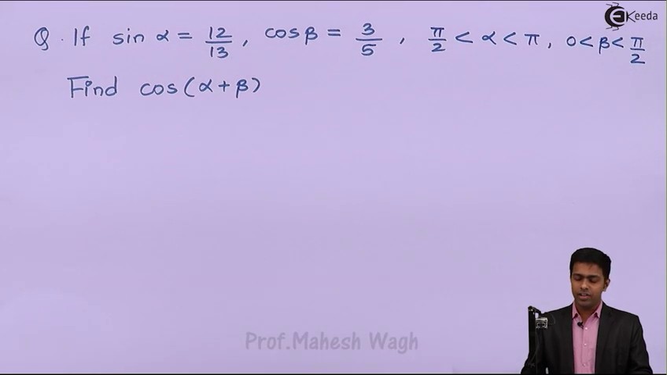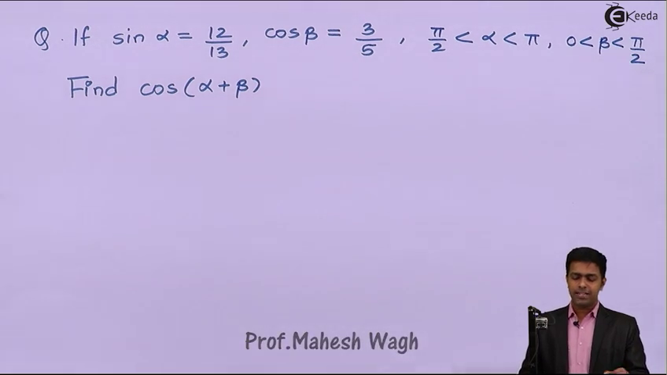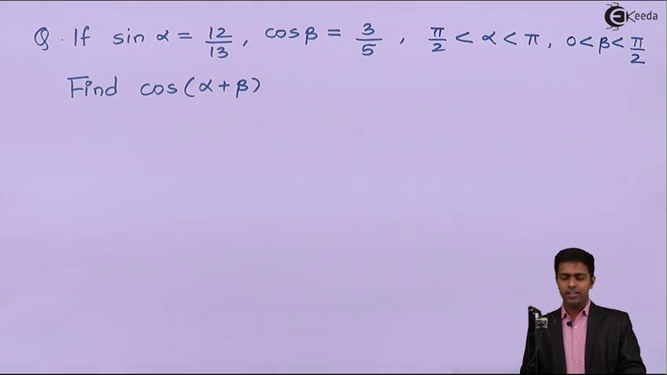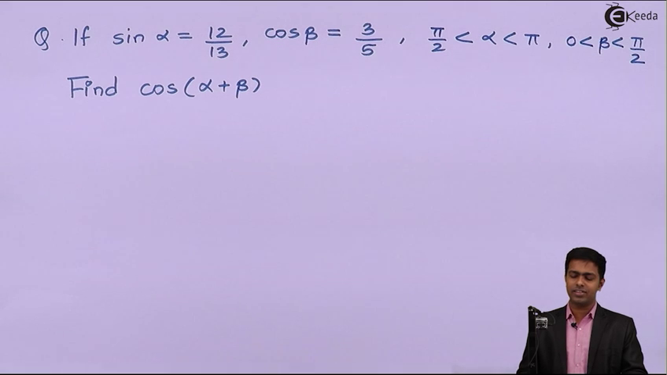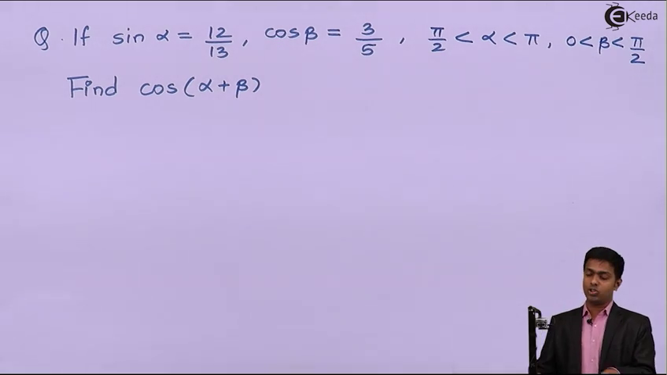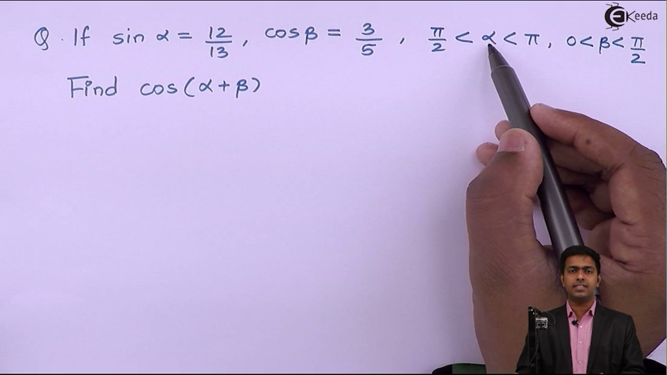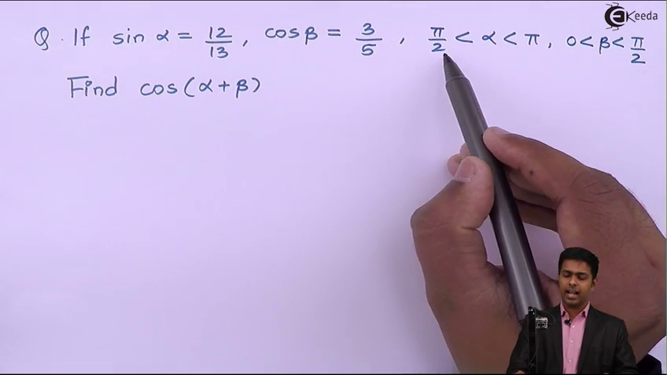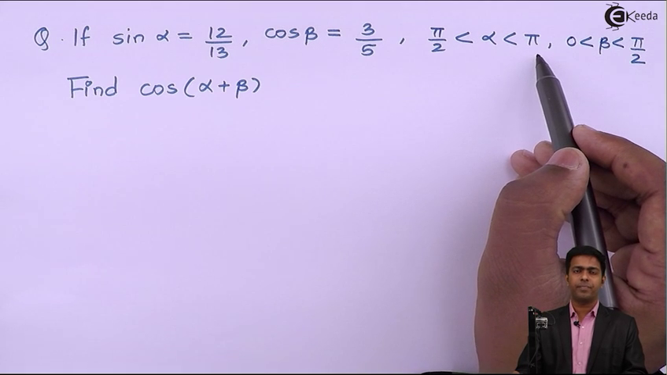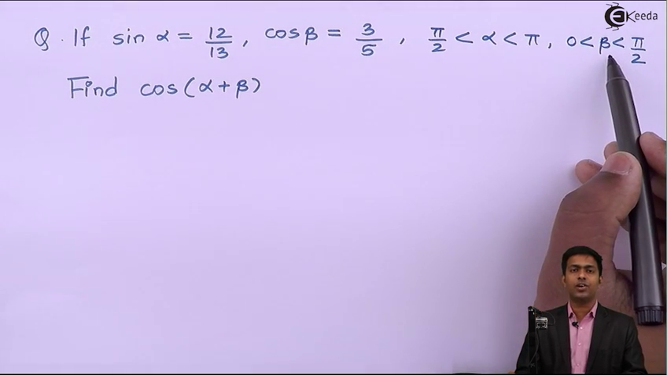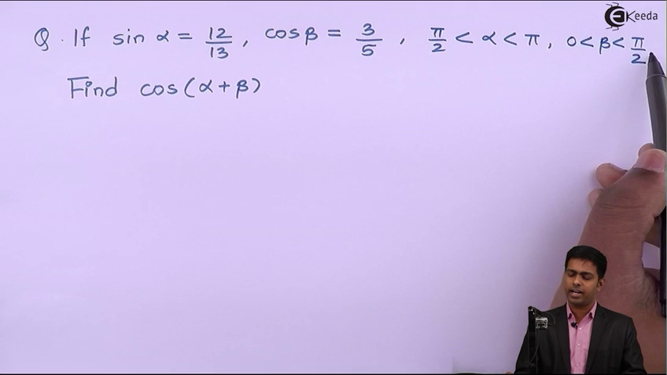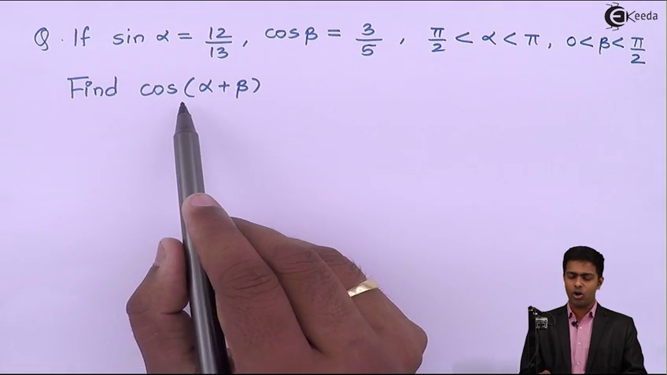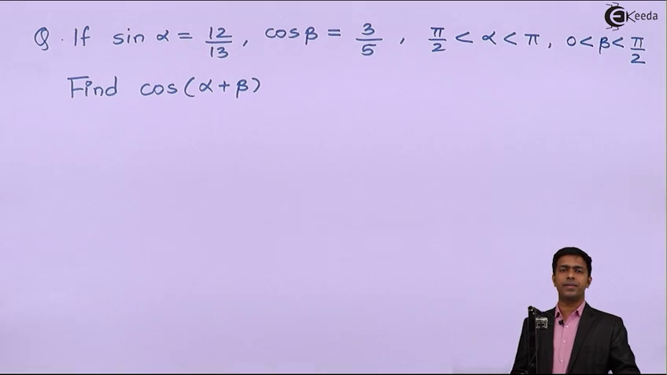Hi friends, so here in this problem sin alpha is given, which is 12 by 13, then cos beta is given, 3 by 5, and it is also said that alpha lies in the second quadrant, that is between 90 degrees to 180 degrees, and beta lies in the first quadrant, that is between 0 to 90 degrees, and we have to find out the value of cos of alpha plus beta.